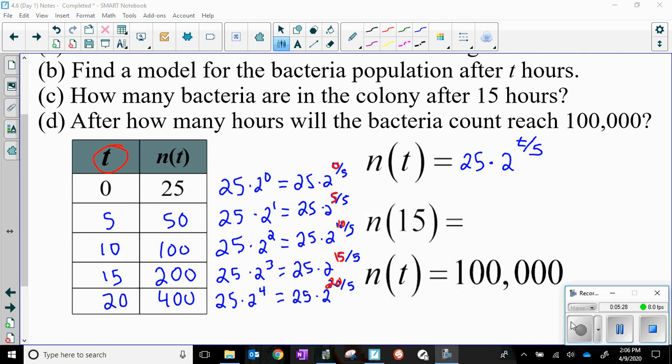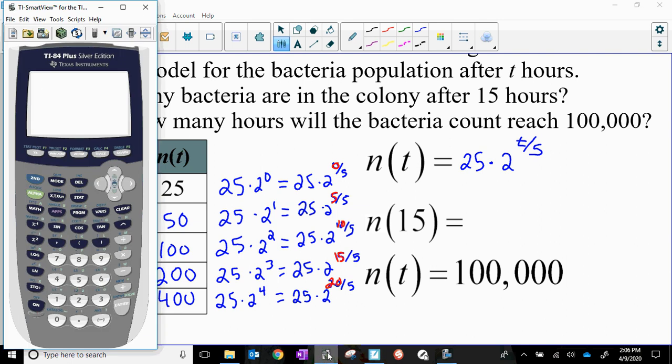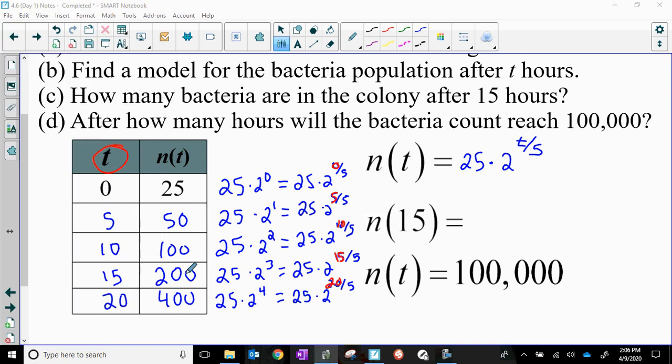All right, so now we're ready for part C. Part C says, how many bacteria are in the colony after 15 hours? So you could take this, type your function in and put 15 in for t. Or as we can see on our table, we've already done this value and it's 200. Using the calculator like this can kind of verify that I actually was on the right track to start with. So there are 200 bacteria at this point in time.